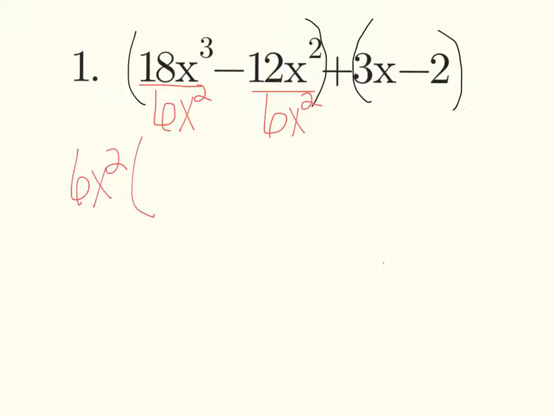Okay, now 18 divided by 6 is 3. And then I have an x to the third over x to the second. We subtract, which gives us x to the first. Negative 12 divided by 6 is negative 2. And my x's cancel. Okay, so there's the first one.